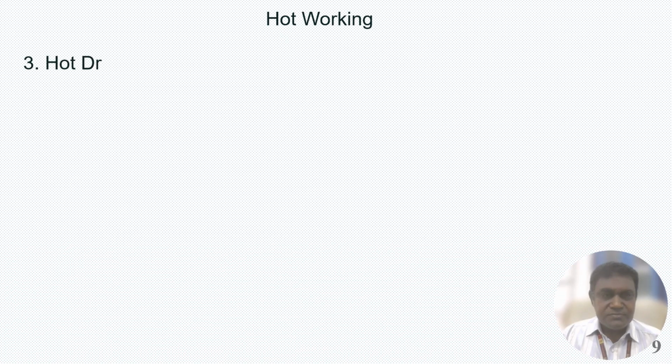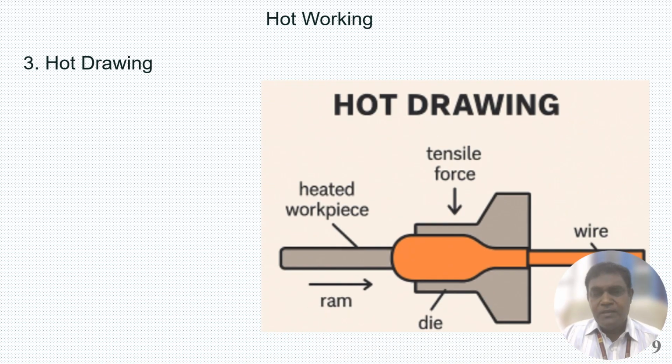Next, hot drawing. Here also you can see the die, which provides the required shape and size. The material is provided at a temperature above the recrystallization temperature, and through this ram the workpiece is forced through the die, and the wires come out. This is called hot drawing.